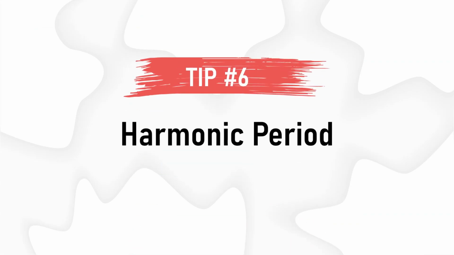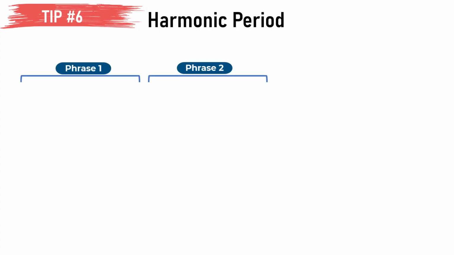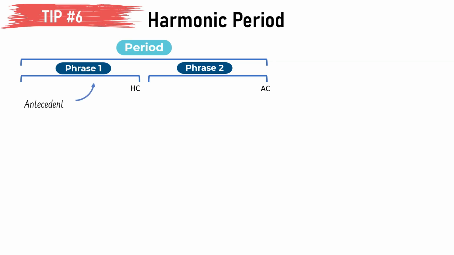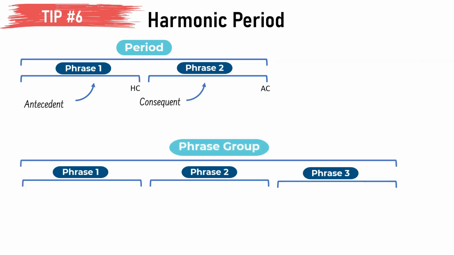Chords create a sentence, and sentences create periods. A period is created by at least two sentences. If phrase 1 is closed by a half cadence and phrase 2 is closed by an authentic cadence, phrase 1 is the antecedent and phrase 2 is the consequent. More than two phrases create a phrase group. If phrase 1 and 2 are closed by a half cadence, they are antecedents. If phrase 3 is closed by an authentic cadence, this is consequent.